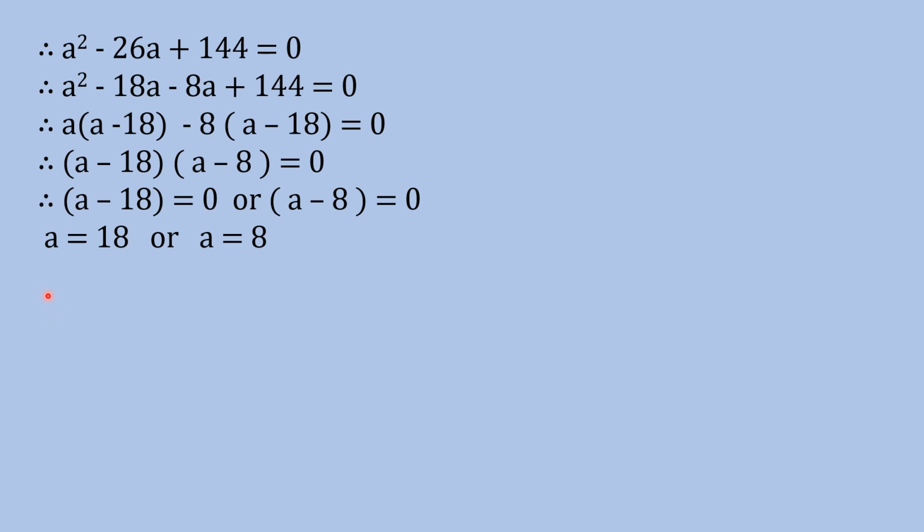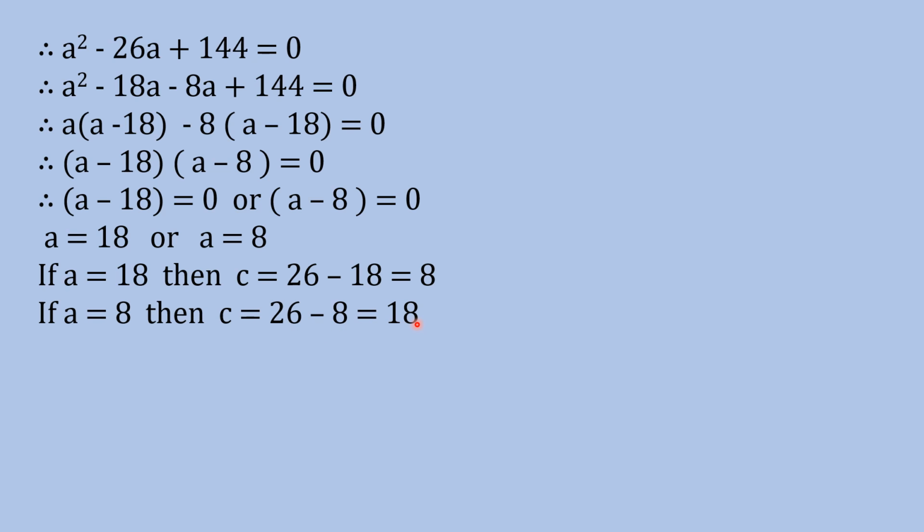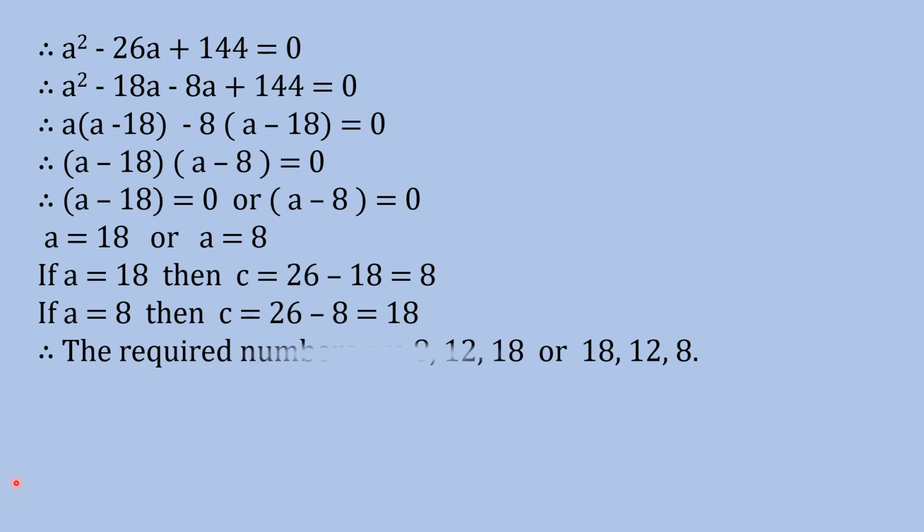Now we have two values for A. So now we'll get the value for C. If I put A equal to 18, then the value of C is equal to 26 minus 18, equal to 8. And if I take the value of A as 8, then the value for C will be 18, that is 26 minus 8 will become 18. So the required numbers to be in continued proportion are 8, 12, 18 or 18, 12, 8. So these are the required numbers so that it will be in continued proportion.